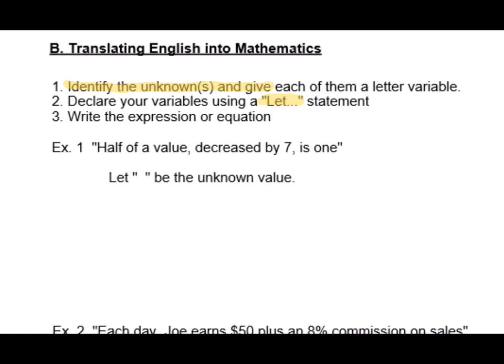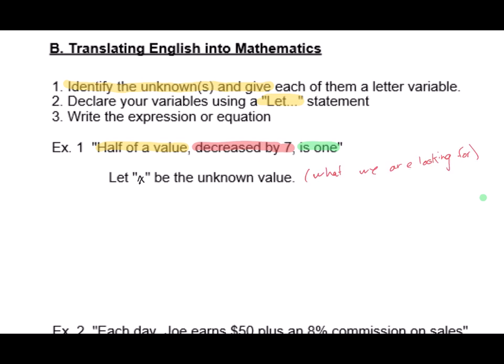Now, for this next problem, we've got some key words here. It says half of a value, then it says decreased by 7, and then finally it says is 1. So it says half of a value is decreased by 7 is 1. The first thing you need to do is tell me what the value is. So we're going to say let the letter x be the unknown value. When you're writing these solutions, you don't necessarily have to write it in quotations. x is the thing that we're looking for, the unknown value.